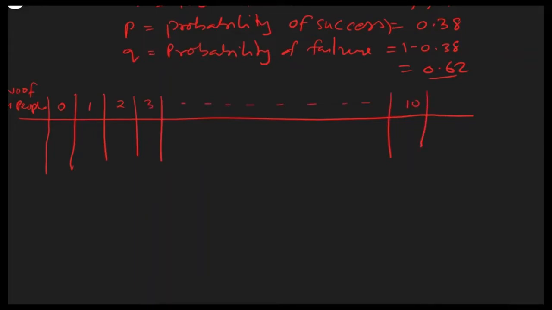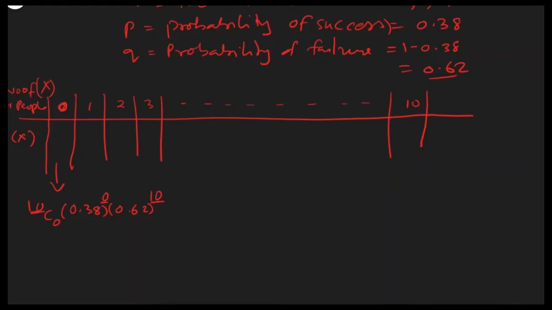All right. So probability of x, if this is x. Let's write this one first. Our r, number of successes, is 0. So this becomes 10C0, probability of success 0.38 to the power 0, and failure 0.62 to the power 10. Always keep in mind this 0 plus this 10 should be equal to the total number of trials.